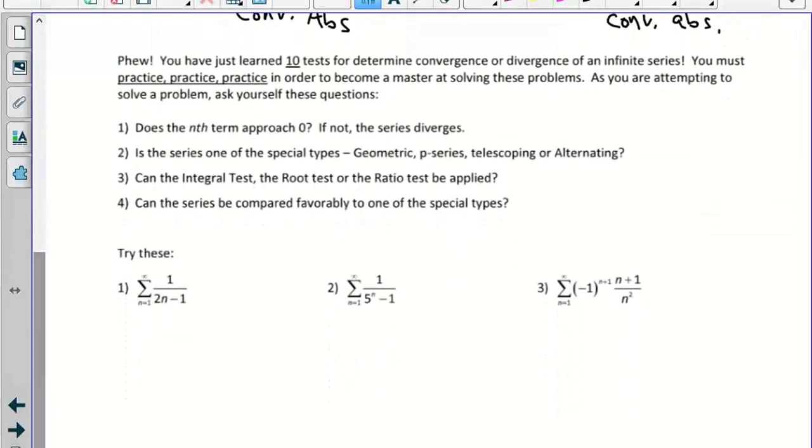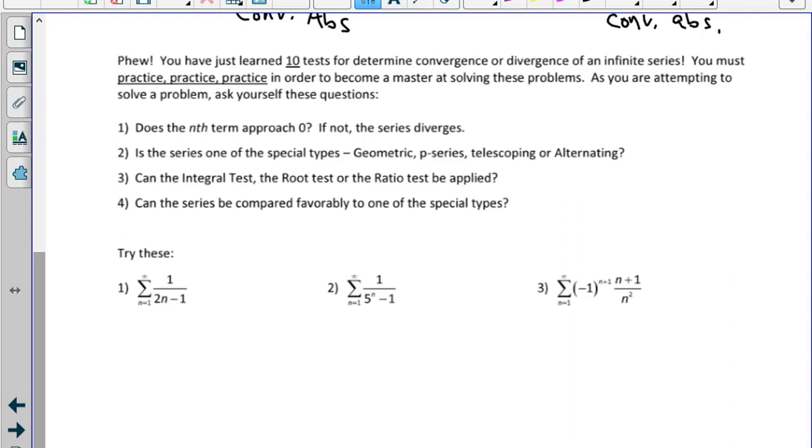Congratulations, you have just learned 10 tests. Oh, I should say that in the plural. You have learned 10 tests. Ask these questions. Does the nth term approach 0? If not, the series will pretty much always diverge. Is the series a special type? Is it geometric, a p-series, a telescopic series, or an alternating series? If it's one of those special types, then you probably want to go for that.